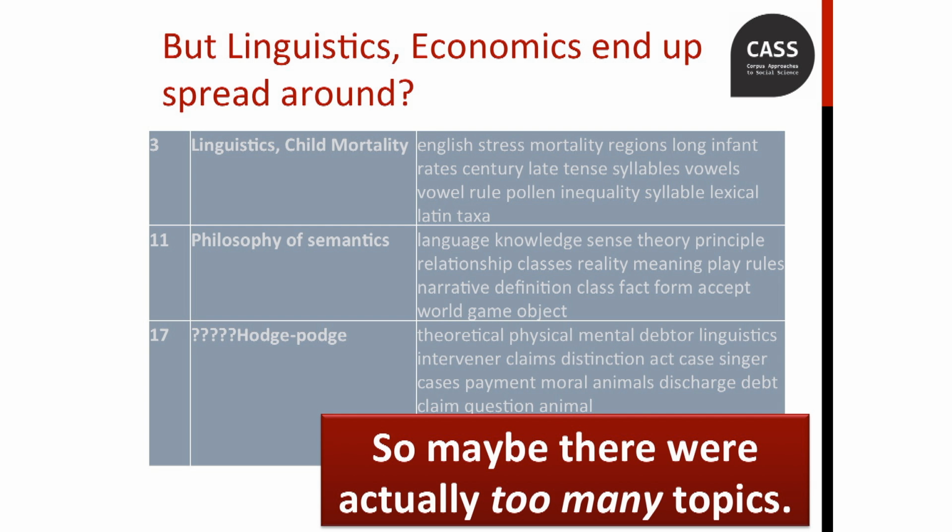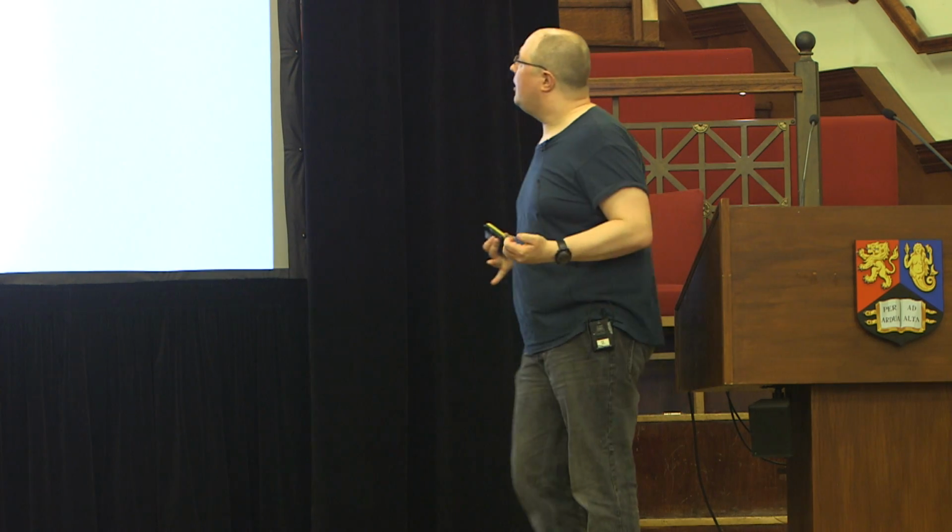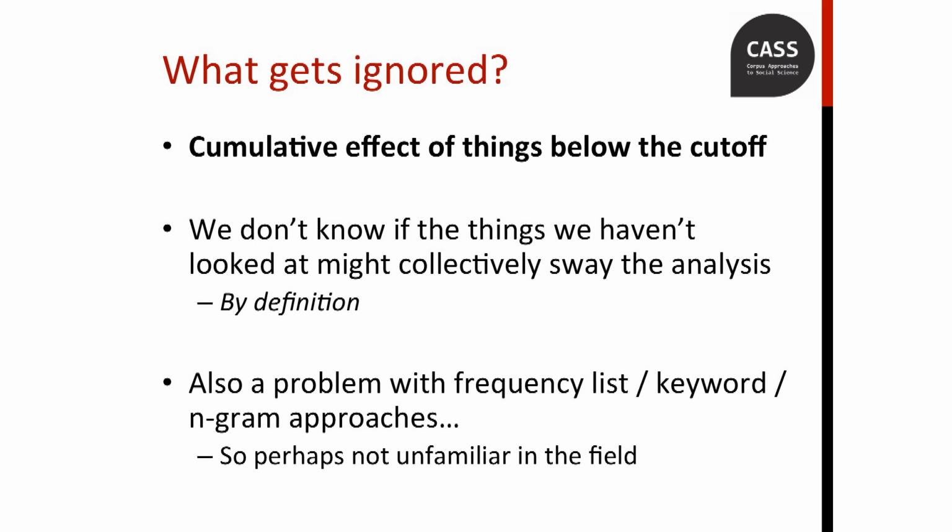Now, as I've said, the cumulative effect of things below the cutoff, my cutoff is the top 20 words, because that's what's usually done. But what about what's below? It can add up to a lot. We don't know if the things we haven't looked at might collectively sway the analysis. By definition, we don't know what the effect would be of the things we haven't looked at.